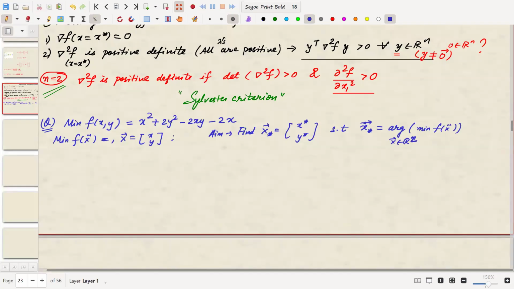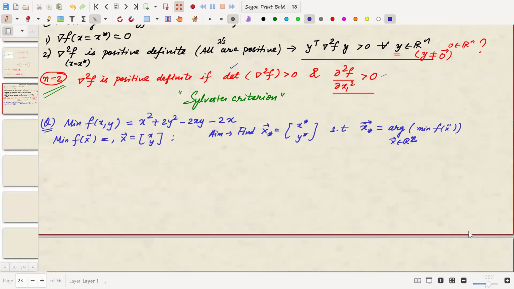Okay, can you apply the Sylvester criterion? What you will do: you will compute grad f, you will compute the Hessian, you will check the determinant, and you will check whether the first derivative is greater than 0. Can you try? Try and let me know.